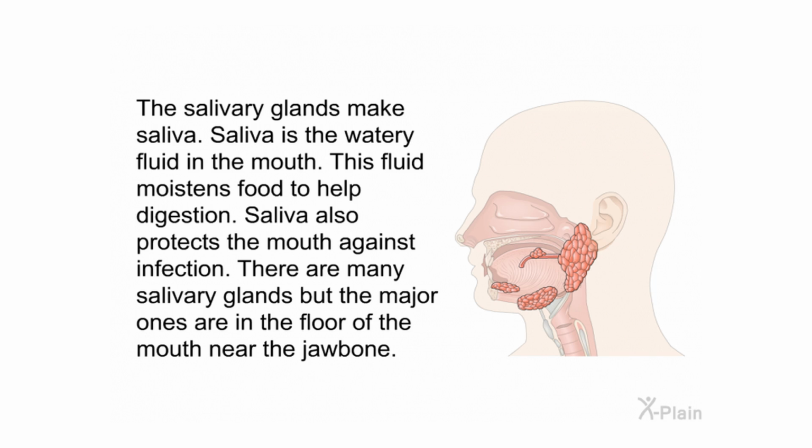The salivary glands make saliva. Saliva is the watery fluid in the mouth. This fluid moistens food to help digestion. Saliva also protects the mouth against infection. There are many salivary glands, but the major ones are in the floor of the mouth near the jawbone.